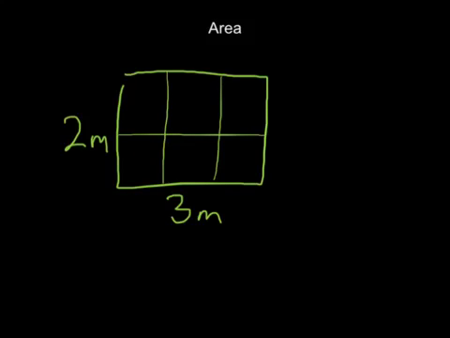1, 2, 3. So we want to know how many squares are in there. Well, in this case it's 6. 6 meters squared. So you can just do 3 times 2 equals 6.